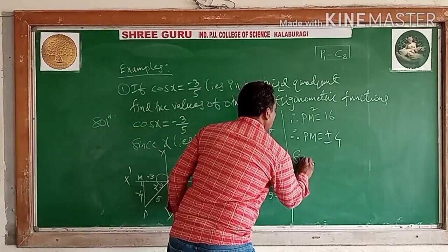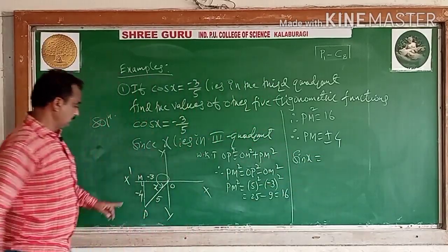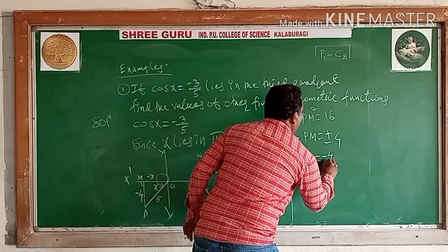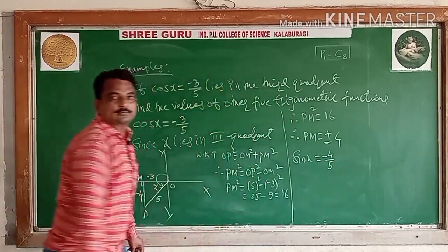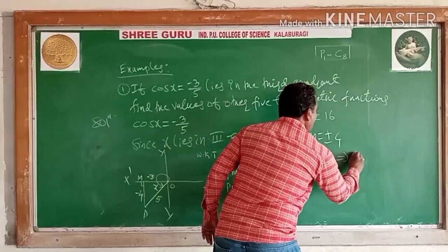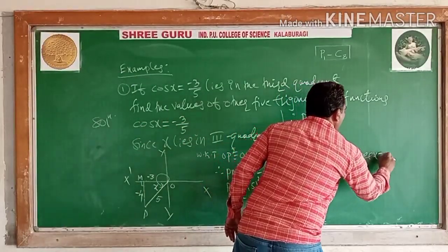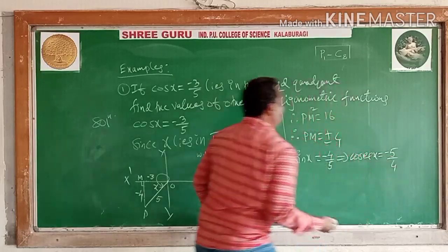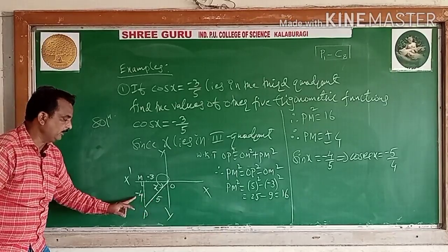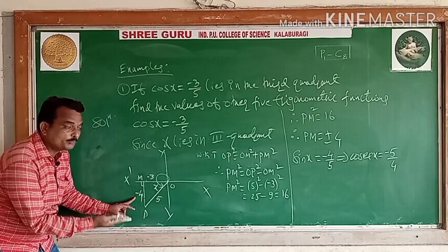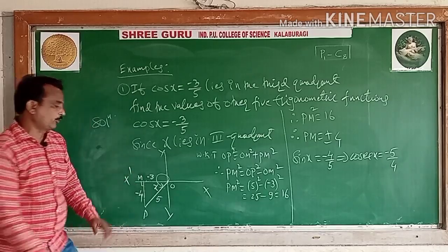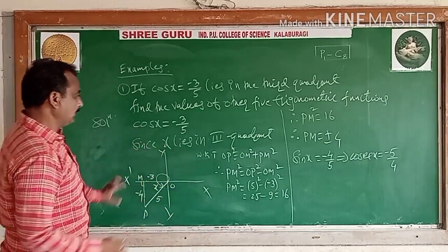Sin x is opposite by hypotenuse. Cosec x is the reciprocal of sin x. Here I will write that directly. Cosec x is minus 5 by 4, the reciprocal of that value, hypotenuse by opposite side. Minus 4, sir. Minus stays minus, so it is minus 5 by 4. The next after sin and cosec, let us come to tan.